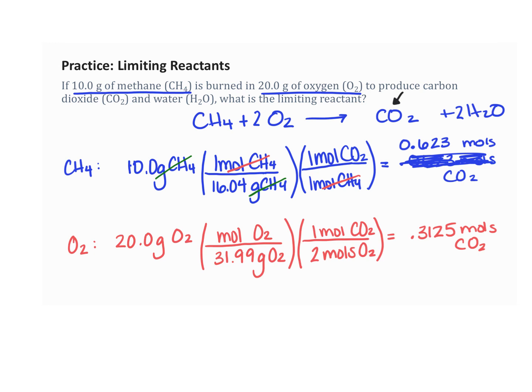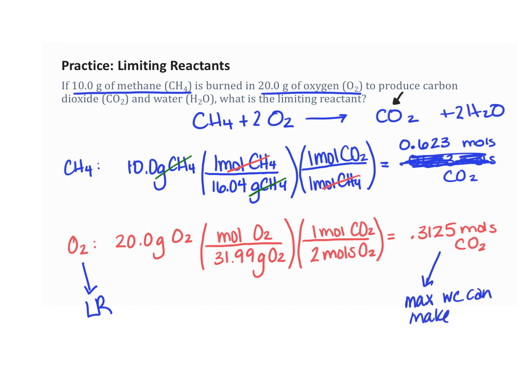All right, so now we have both our moles of CO2 that we would produce with methane and our moles of CO2 we would produce with O2. The one that produces the least amount is our limiting reactant. So when we compare these, we've got 0.3125 moles of CO2 here and 0.623 moles of CO2 here. We make less CO2 with our O2. That means our O2 is our limiting reactant, and this is the max we can make.